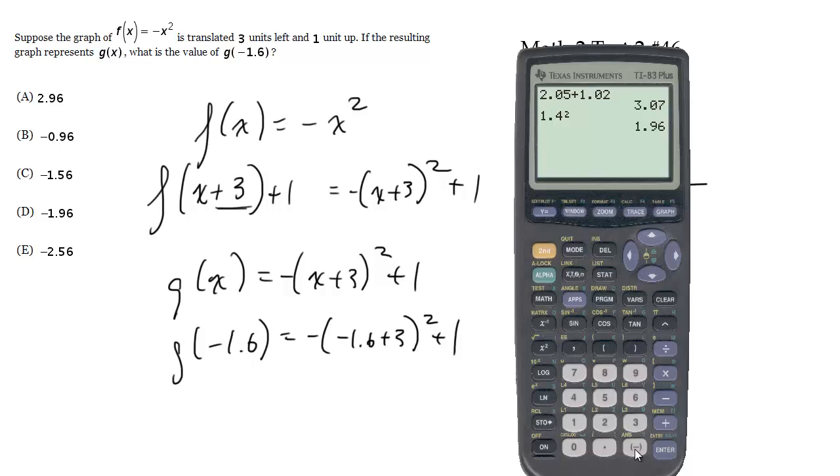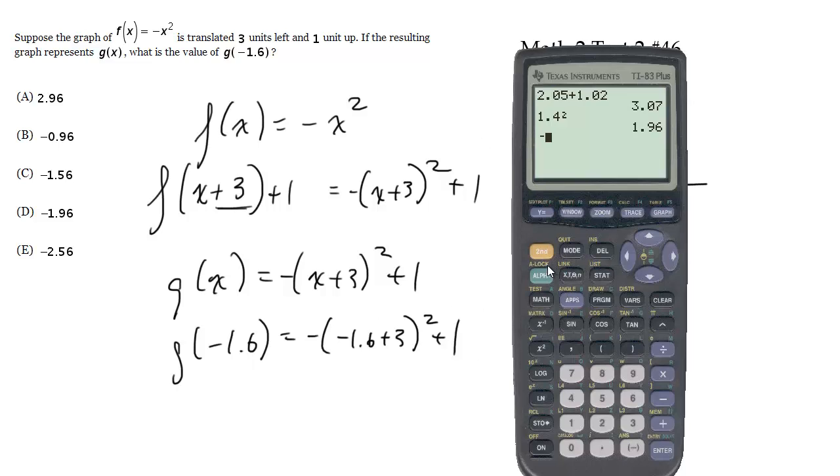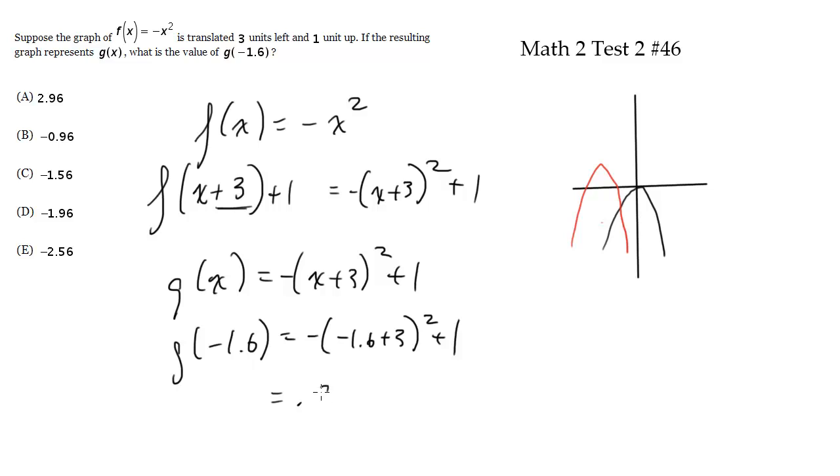And we'll make it negative. And we'll add it to 1. So we get negative 0.96. And that is choice B, which is the answer.